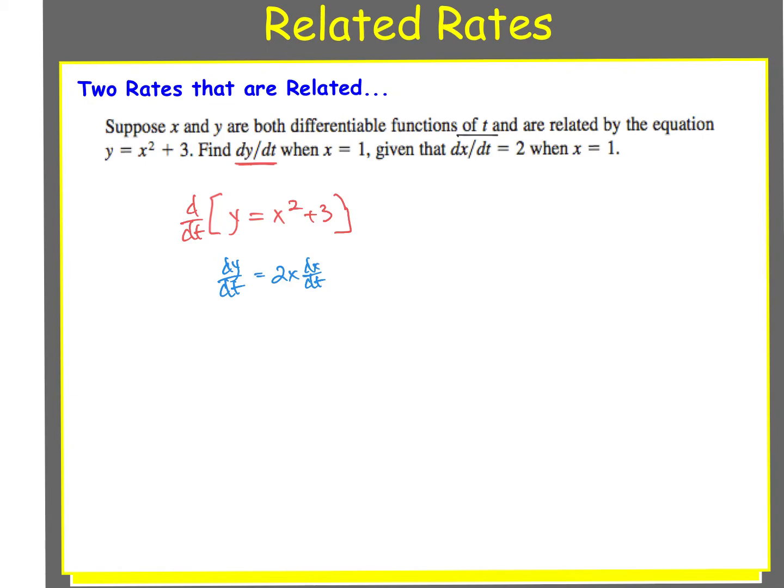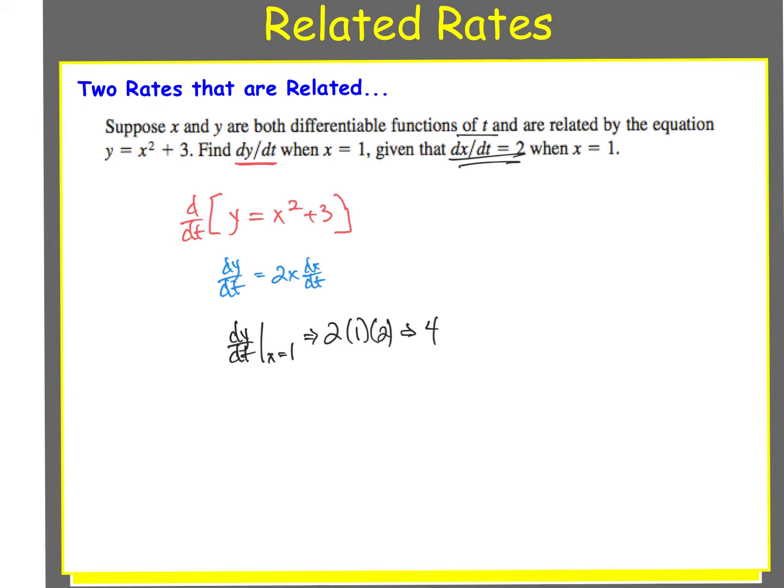Okay? So I need to find dy/dt at x equals 1. So I just substitute everything in. So now I have 2 times, what's my x? 1. What's my dx/dt? Tells me 2. All right, so I end up with 4.